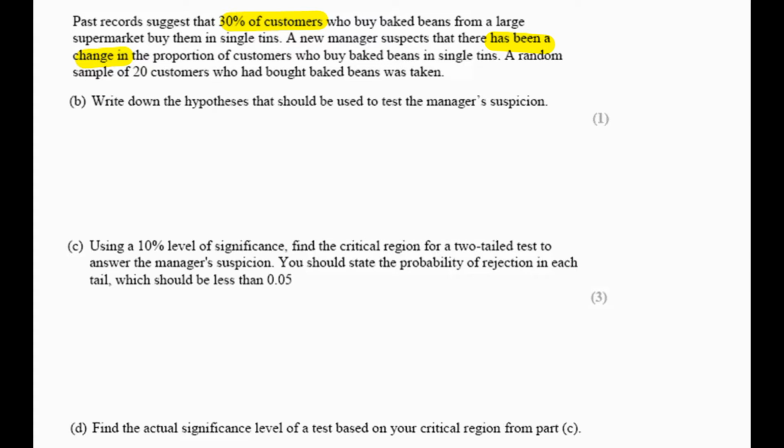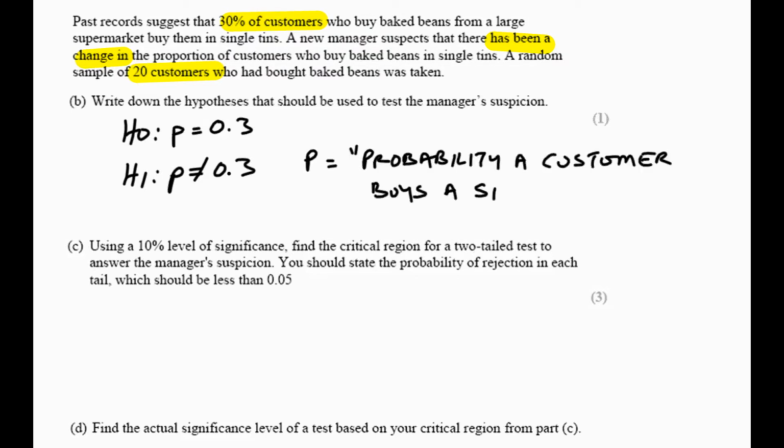And we know we have a sample of 20 customers, so we'll come back to that. For now, let's state the hypotheses. H0: the probability that a customer buys baked beans is 0.3. And for H1, the probability is not equal to 0.3. Let me just state that p equals the probability a customer buys a single pack of baked beans. Let's not forget exactly what that stands for.